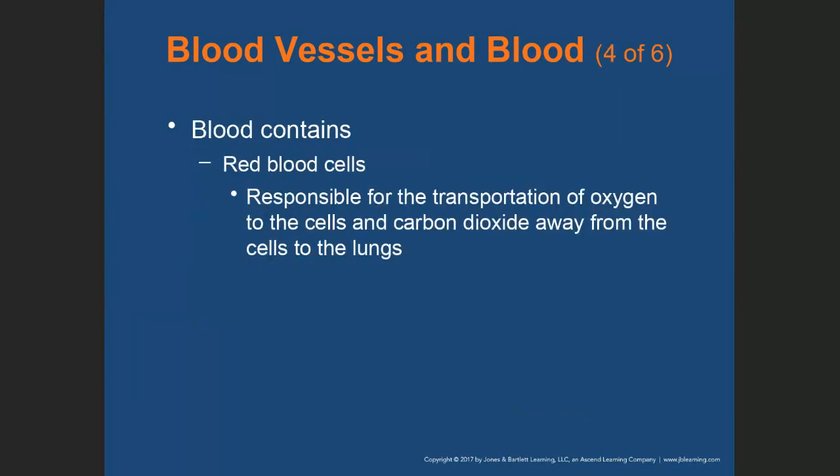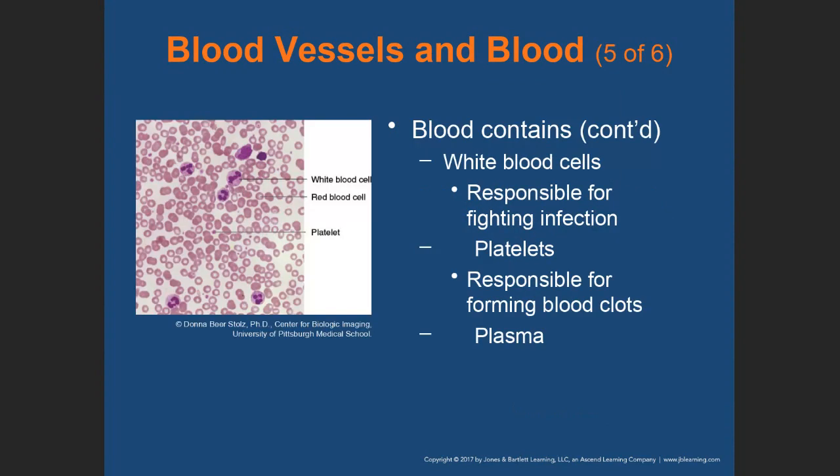Blood contains red blood cells, erythrocytes, which are responsible for the transportation of oxygen to the cells and carbon dioxide away from the cells to the lungs. Blood also contains white blood cells, leukocytes, which are responsible for fighting infections, and platelets, which are important to the process of clotting, and plasma, which is the fluid portion of the blood.